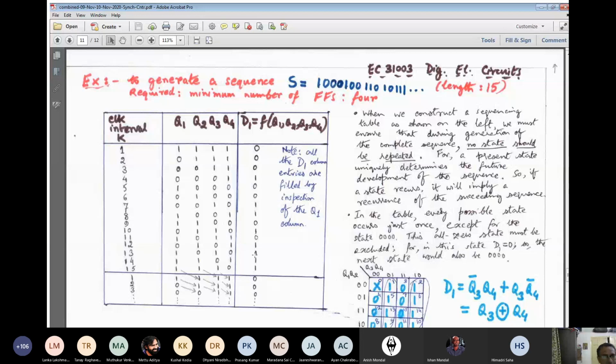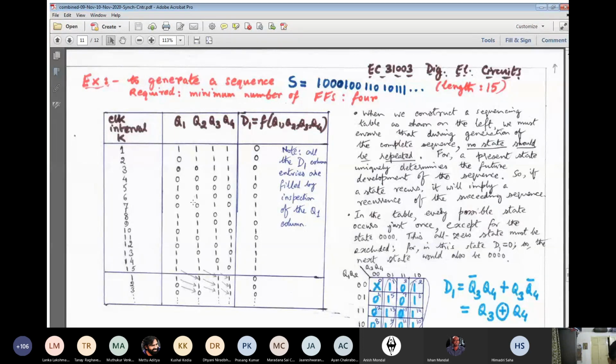That will come from here. Okay. So all the D1 column entries are filled up by inspecting the Q1 column, the leftmost column. Clear? Now, before we start the design, before we draw the 4 variable Karnaugh map, we have to be careful.